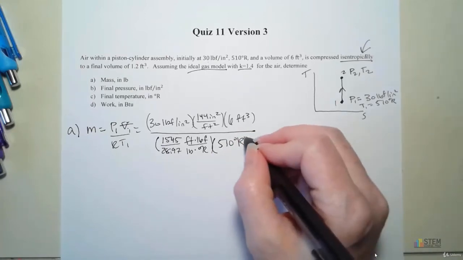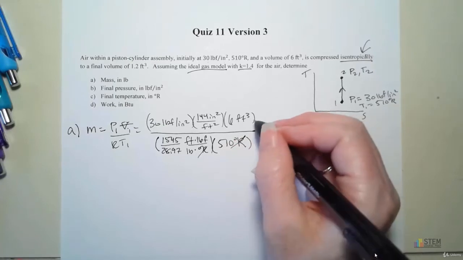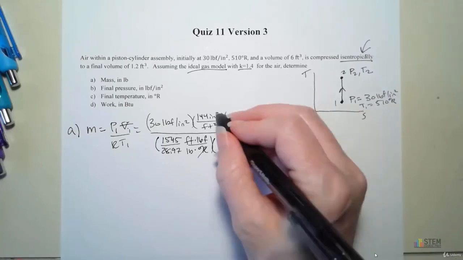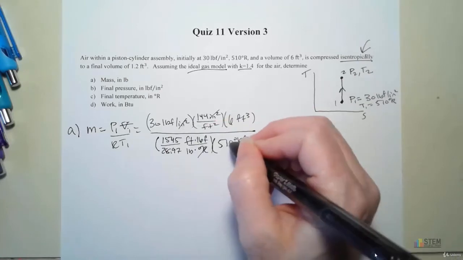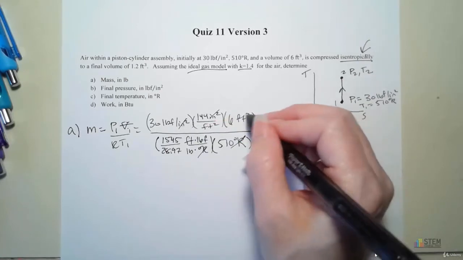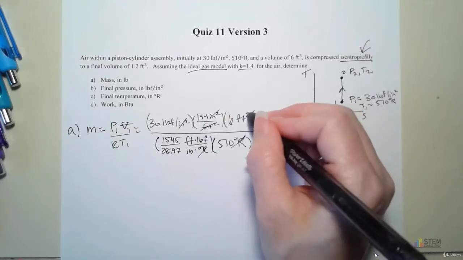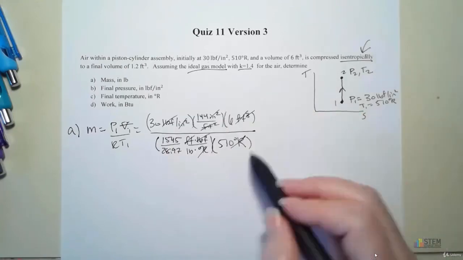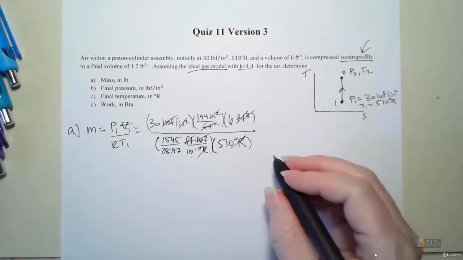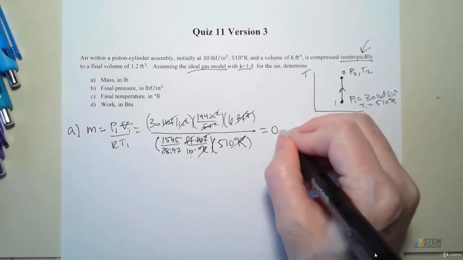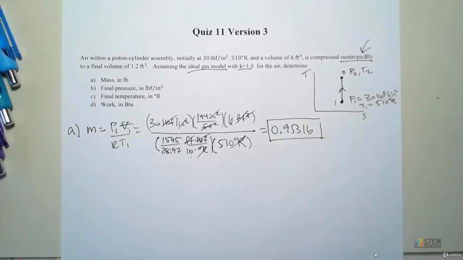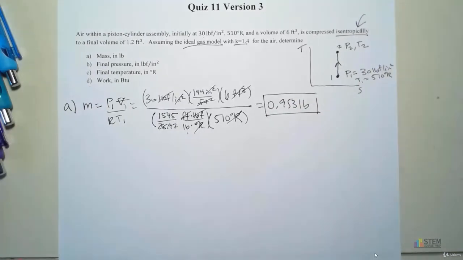Now, if we look at everything, all of our units are going to cancel out to what they should. This all goes away. That cancels 2 of these. This last one is canceled with this. Pound force goes away. We're left with pounds here. That gives us 0.953 pounds. There's our mass of the air.